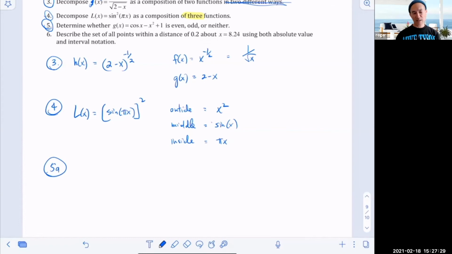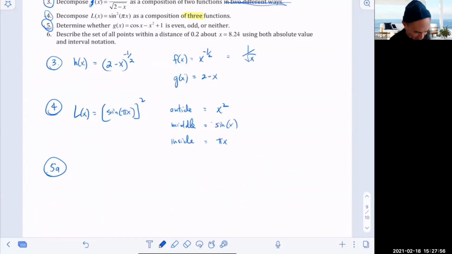So you could type even, odd, or neither in the chat box. And then when I say enter, you'll hit enter. Okay, so type your answer, even, odd, or neither. 1, 2, 3, enter. Oh, what a nice variety of answers.